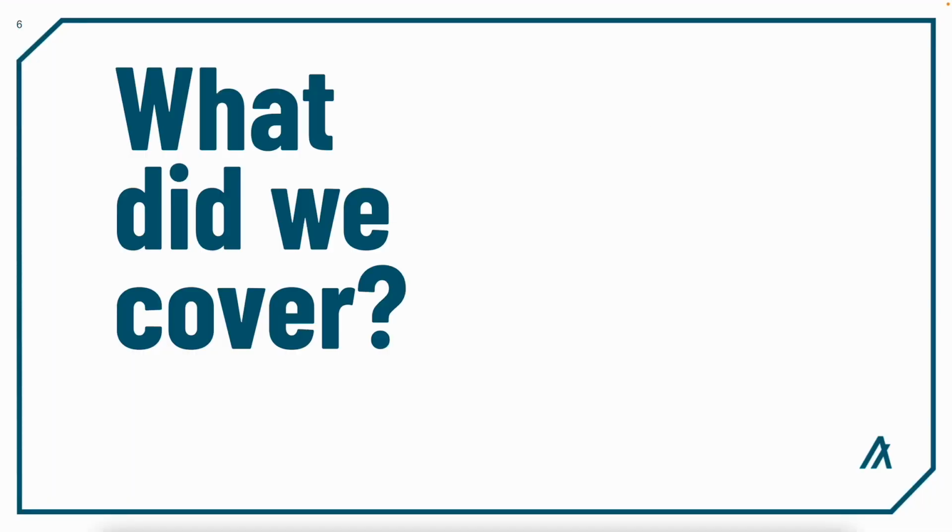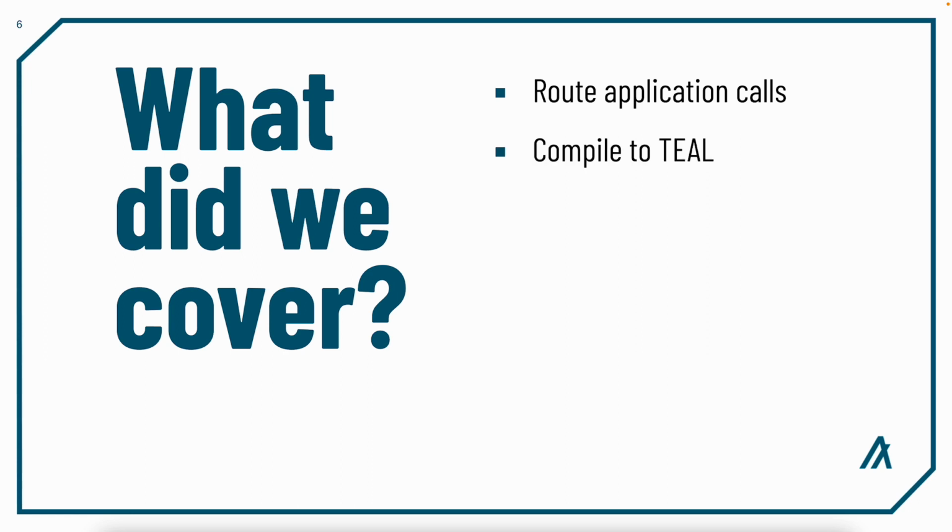Today we learned about the router and how it simplifies routing different types of application calls and how you can use it to compile the PyTeal smart contract into Teal code and also spit out an ABI JSON file. Building a router will be the first thing to do for all PyTeal smart contracts, so I wanted to cover it before anything else. Now let's move on to the next video.